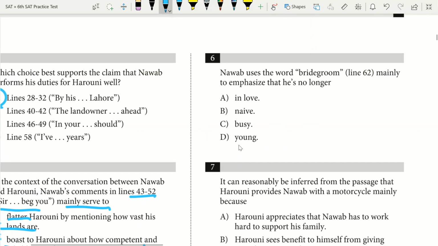Okay, it emphasizes that he's no longer young. So 6D would be our correct answer there. Nothing to do with love or naivety or being busy. It has to do with age. So our answer there is going to be D for number 6.